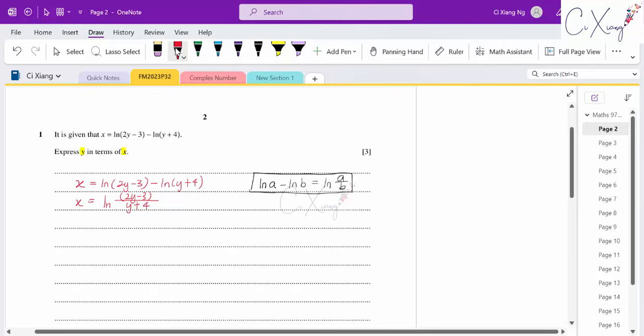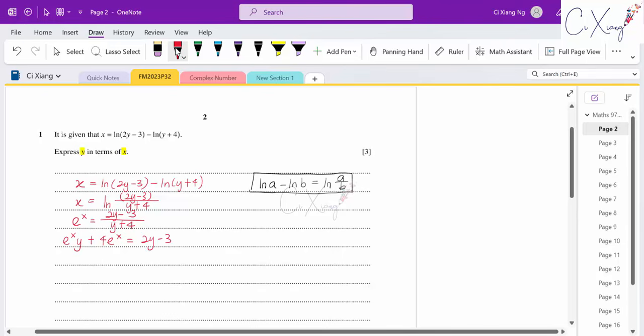Now I want to bring the ln on the right hand side to the left. When I bring it over, it is basically log base e, so it becomes e power x, and the ln disappears on the right hand side. Then I have (2y - 3) divided by (y + 4). To express y in terms of x, I have to bring the y + 4 to the other side and multiply the e power x into the y + 4.